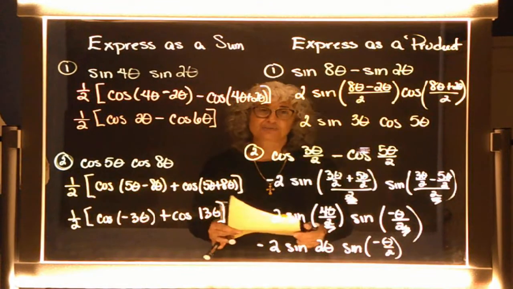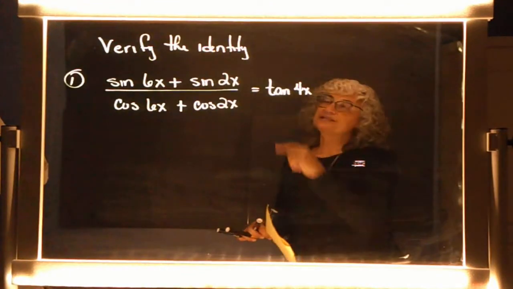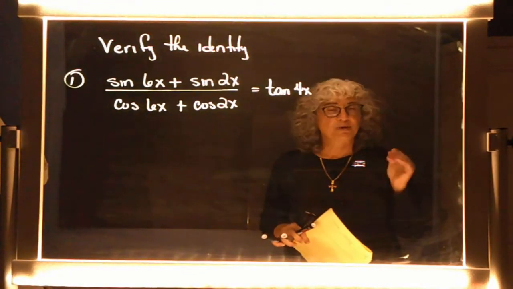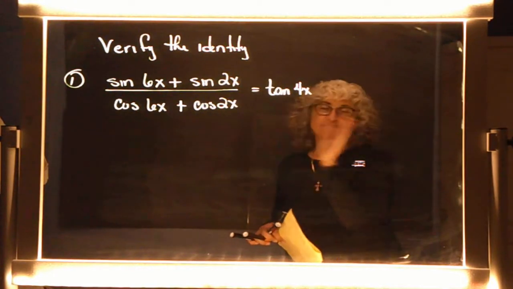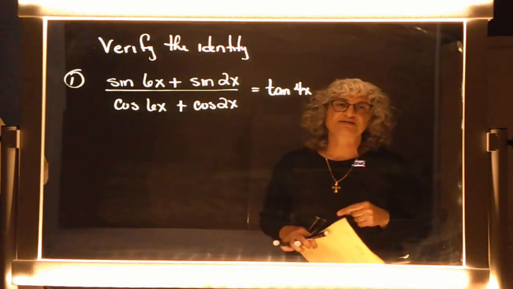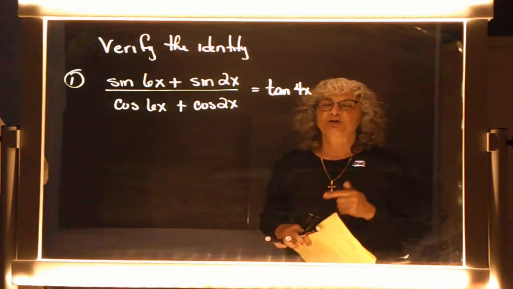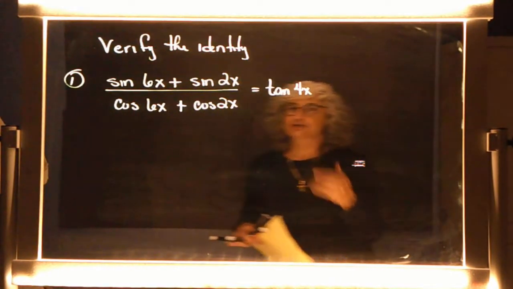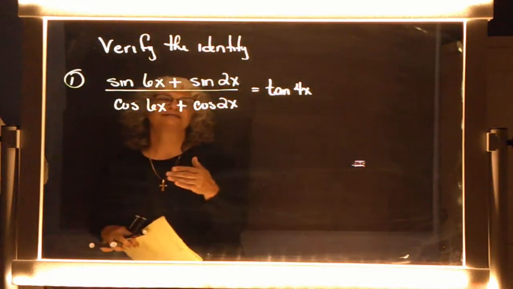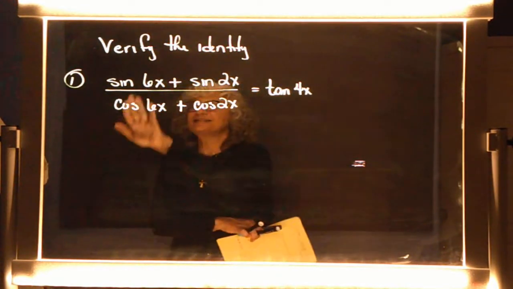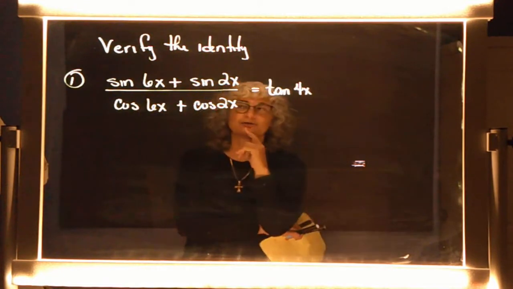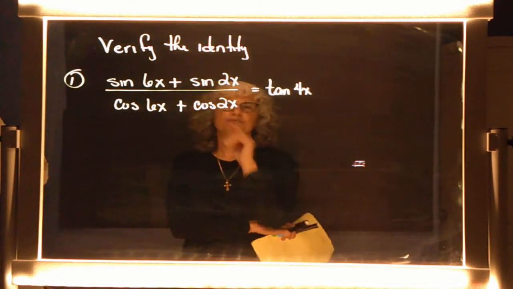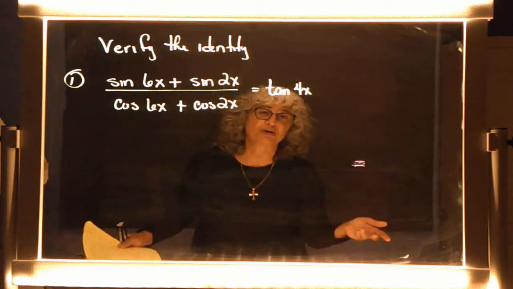I got a verification problem for us. They're asking us to verify this identity. Remember the ground rules. You can't move anything from the left to the right, and you can only work one side at a time, right? So I'm going to work with the left side because that looks like it has a lot more stuff on it. When I look at the left side, I see sine over cosine, both at the same angle. And I see sine over cosine, both with the same angle. I think I'll split them apart.